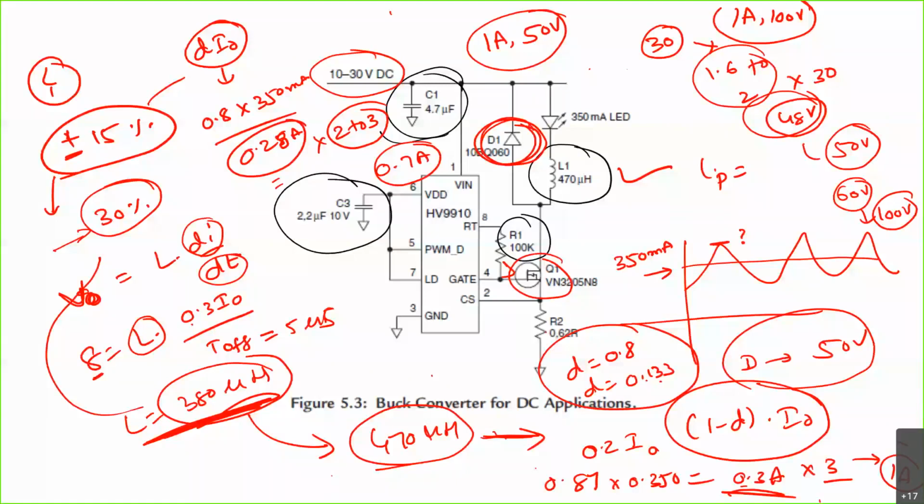It is operating complementary with this MOSFET, so it is supposed to operate at the same frequency. For example, this is operated at 170 kilohertz, and the diode is also operated at the same frequency because these two are complementary. So for that, a fast recovery diode is normally preferred. In most cases, we normally use the Schottky diode.